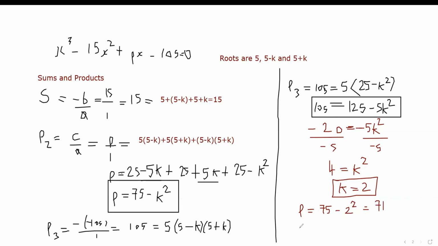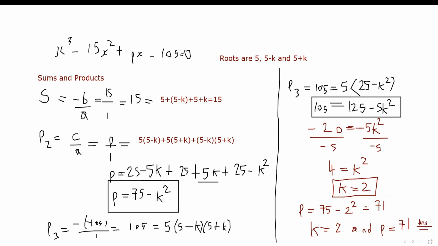Cool with that? So those are your answers: K equals 2 and P equals 71. Cool with that, Marika? Yes, sir. All right, nice. So that's it. K equals 2 and P equals 71. Nice. All right. So that's it. Easy question. So K equals 2 and P equals 71.